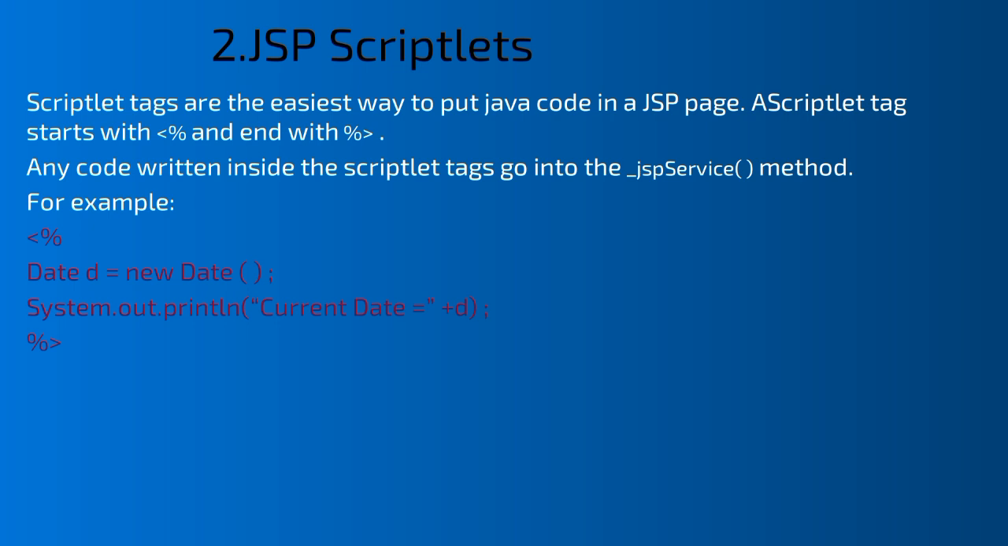Next element is JSP scriptlets. Scriptlet tags are the easiest way to put Java code in a JSP page. A scriptlet tag starts with open tag <% and ends with %> close tag. Any code written inside the scriptlet tag goes into the JSP service method. For example, open tag <% Date d = new Date(); System.out.println("current date = " + d); %> close tag.